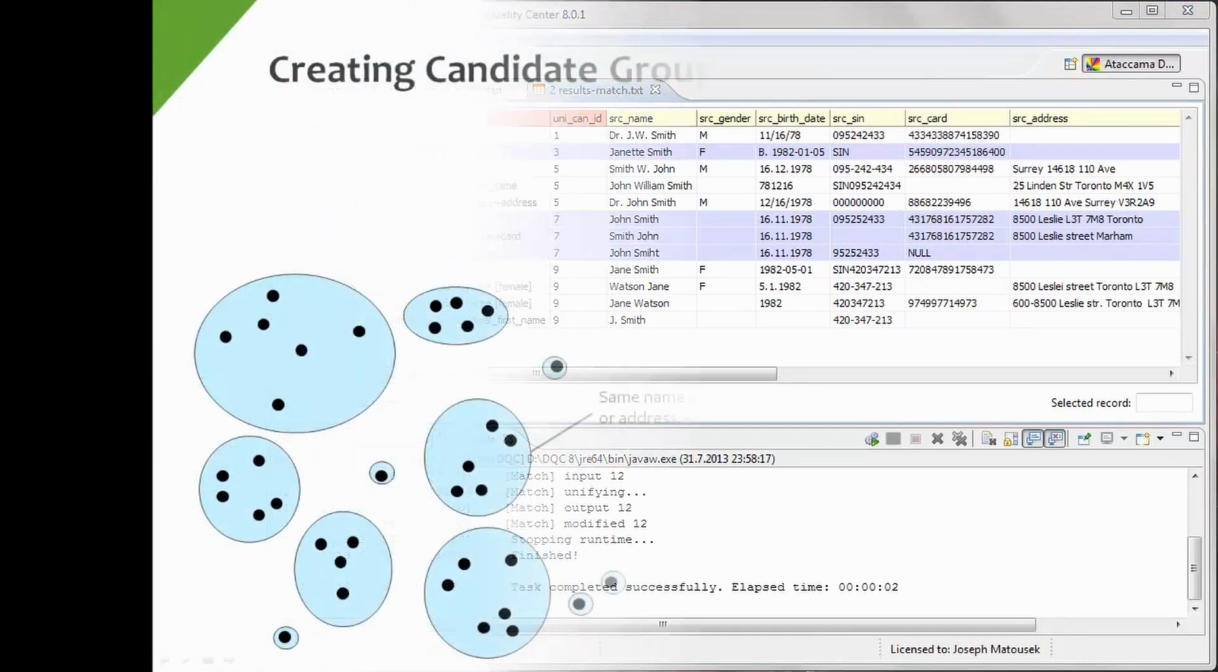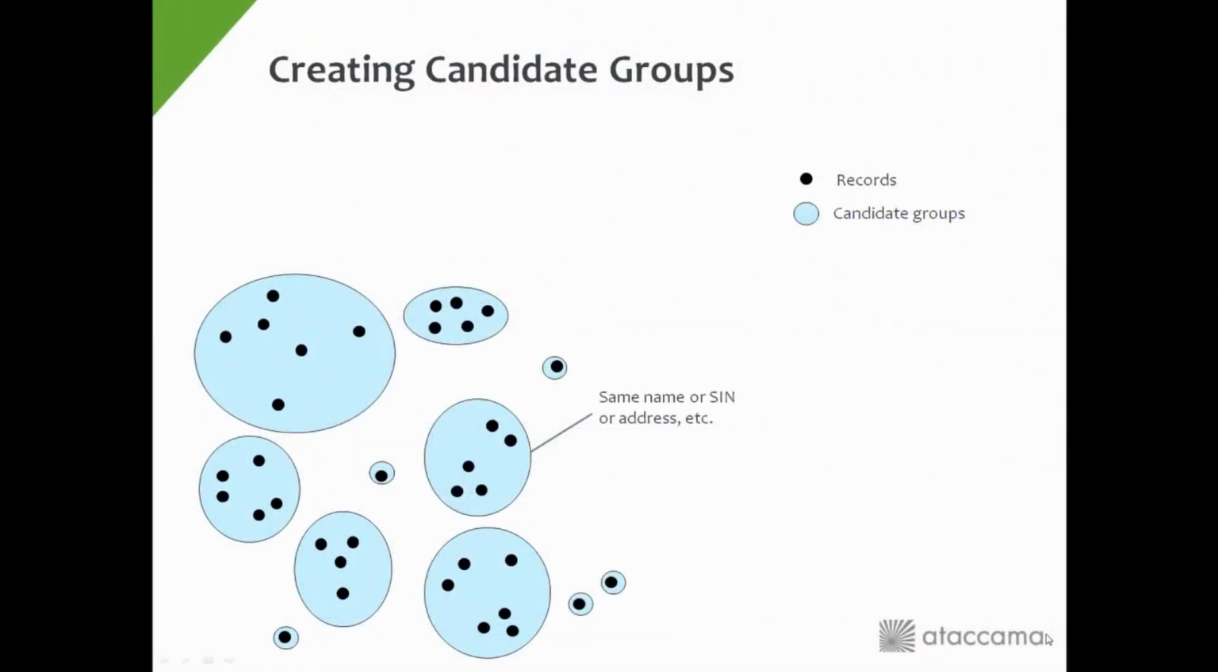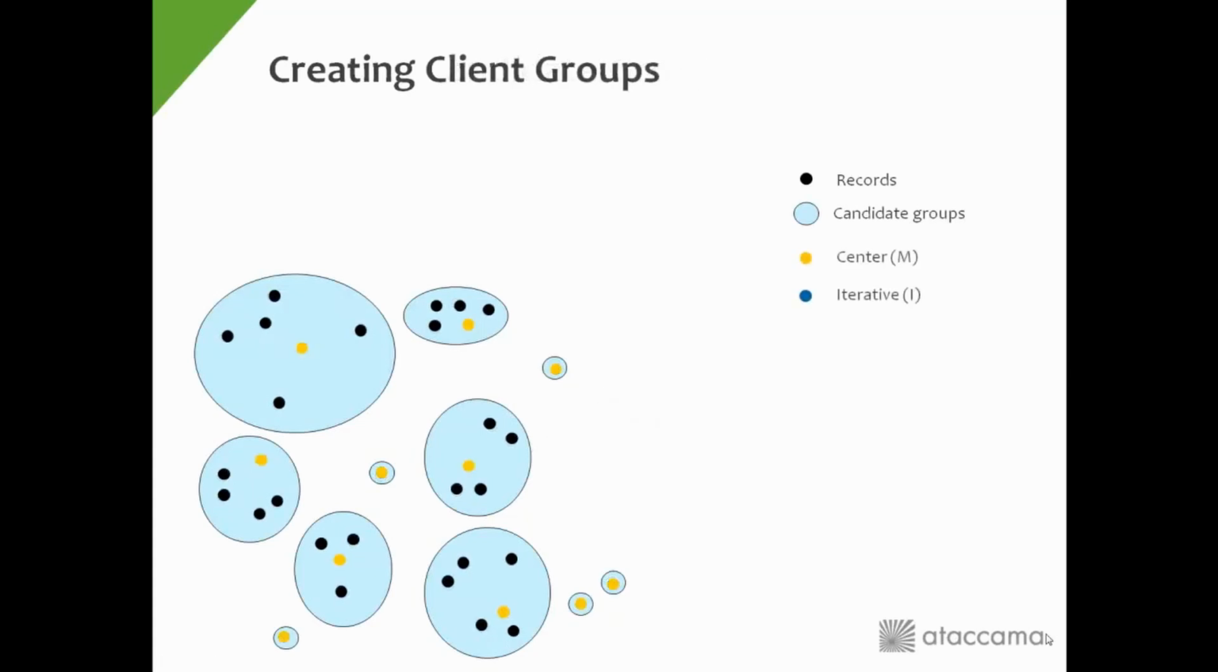Creating client groups is done in two steps. First, a record from each candidate group is chosen to be the center or center master record for that group. Then all other records are compared to the center master record to see whether it should be considered the same. If a compared record is similar enough to the primary record, then it is assigned to the same client group. If it is not similar enough, then it is called an iterative master and assigned to its own client group.